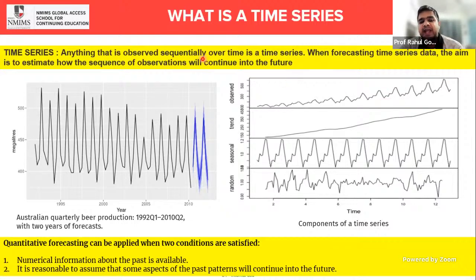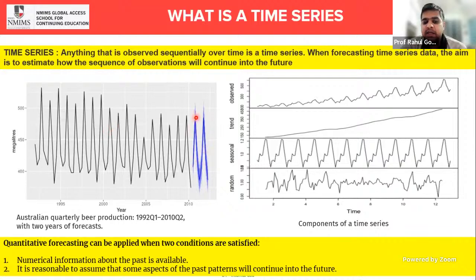When we talk about time series, anything that is observed sequentially over time is called a time series. And when we forecast time series data, what is the aim? The aim is to estimate how the sequence will continue into the future. For example, what you see here is the Australian quarterly beer production from 1992 to 2010, quarter two, and this is how their beer production has been in a quarter.